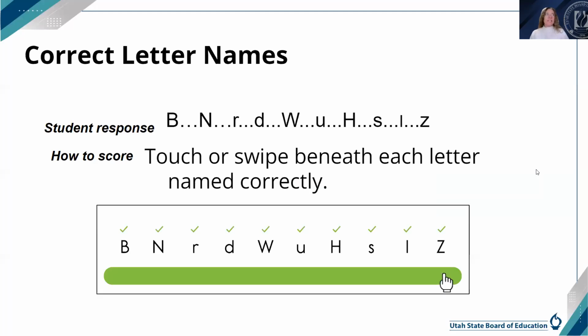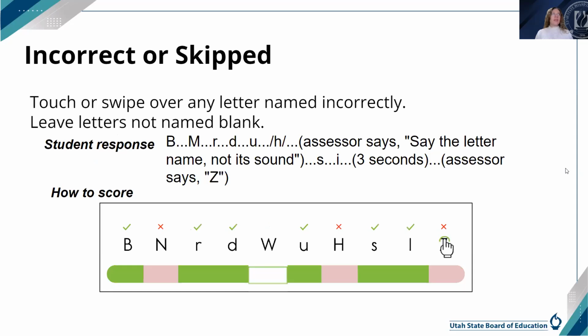So for letter naming fluency, for correct letters, you're going to touch or swipe beneath each letter named correctly. You'll see that a green check mark appears to indicate that that letter is correct. If it is incorrect, you touch the letter itself, and then a red X will appear. And if the letter is skipped, you're just going to leave it blank.